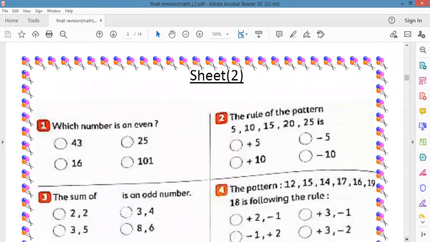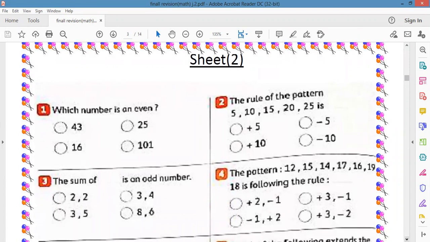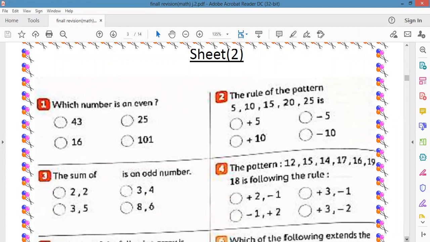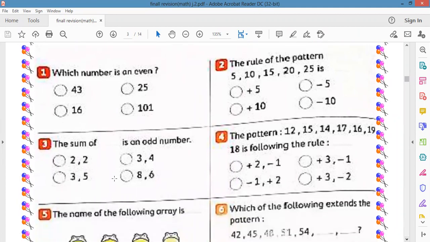Page number 2. Which number is an even number? We have here 43, 25, 16, 101. Okay, we go to ones, we look at ones, we have here 3 in the first number, and here we have 5, and here we have 6, and here we have 1. Which one is an even? Excellent, 16.